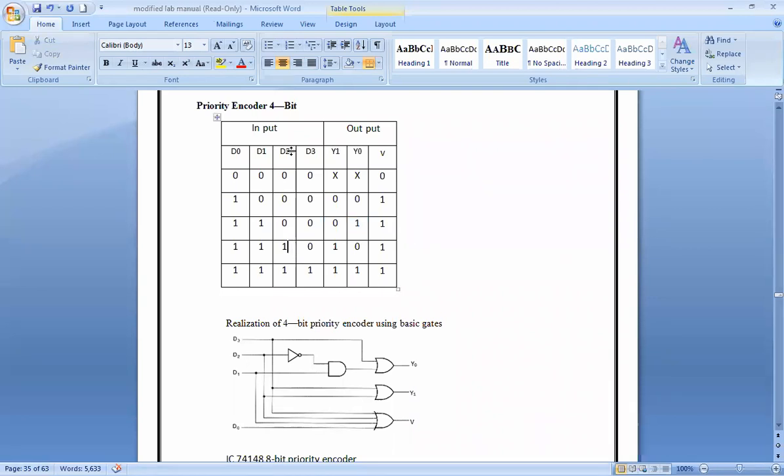Similarly, when D2 goes high, its binary equivalent is 1, 0. When D3 goes high, binary equivalent 1, 1. So no matter if this is 0 or this is also 0, or even if only this is 1, the output will always be 1, 1. Right? Understood? Yes, sir. Now what can be done is we can implement the circuit. Can someone tell me how is the circuit implemented? How did I get this?